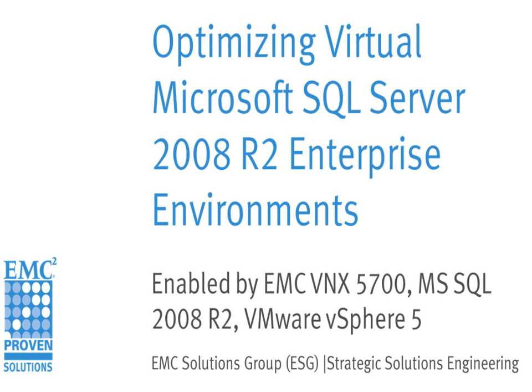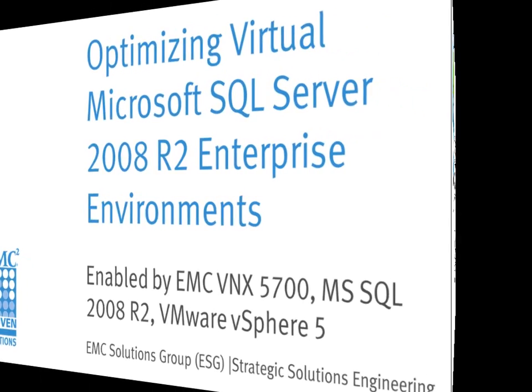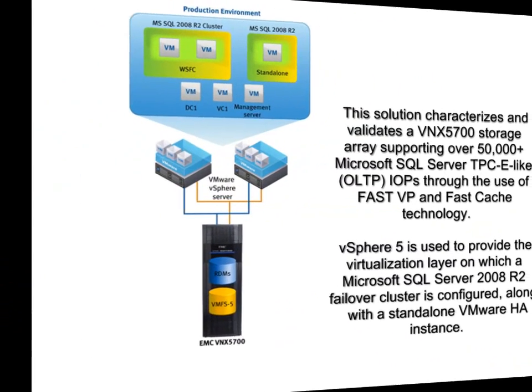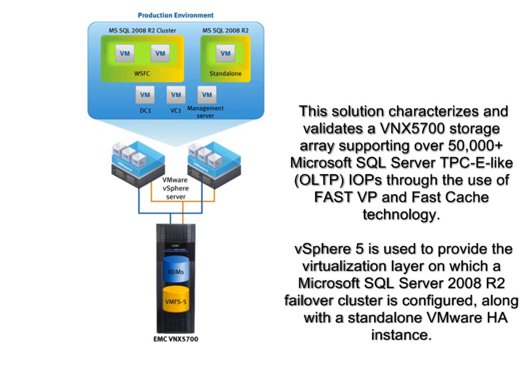This solution demonstrates the ability of the EMC VNX 5700 storage array to support over 50,000 input-output operations per second when running multiple TPC-E-like workloads. The solution shows the benefits of introducing flash drives to the environment and enabling EMC FAST VP and EMC FAST Cache to boost performance in an automated fashion.